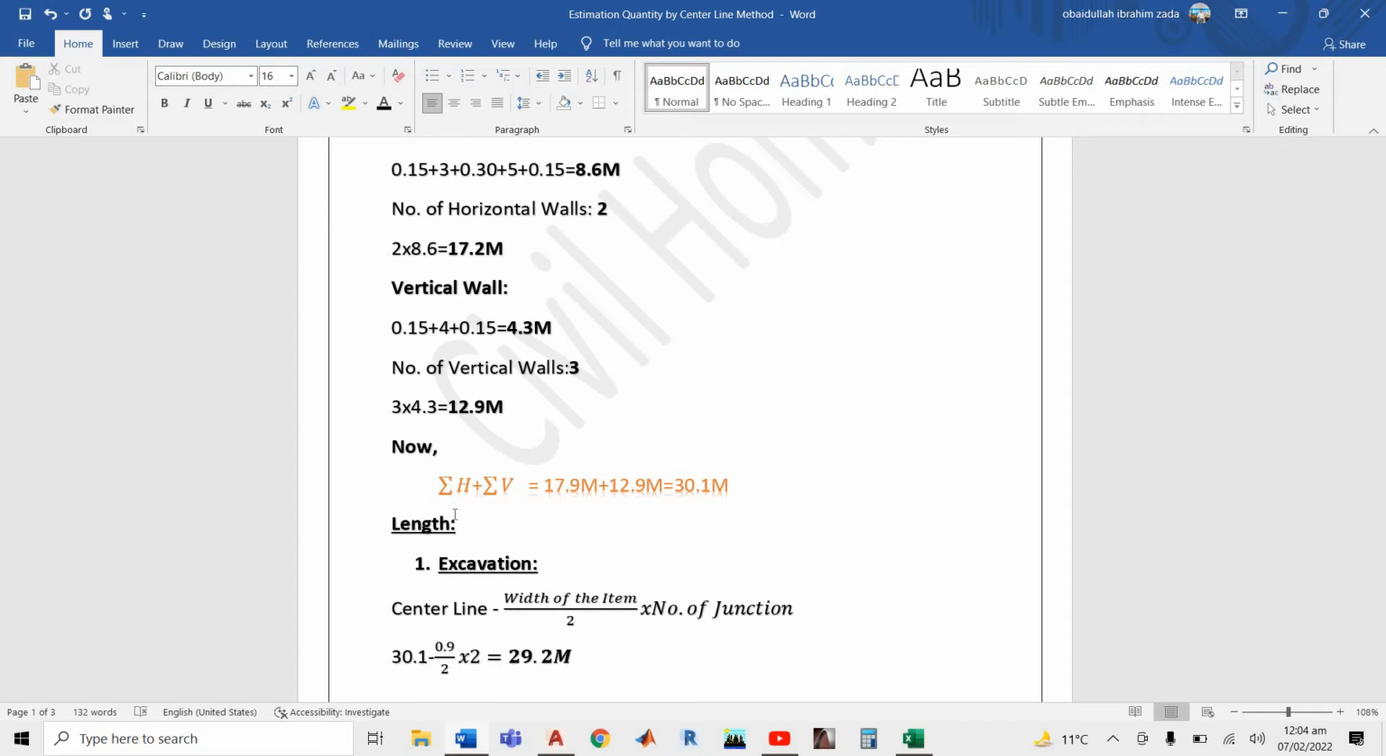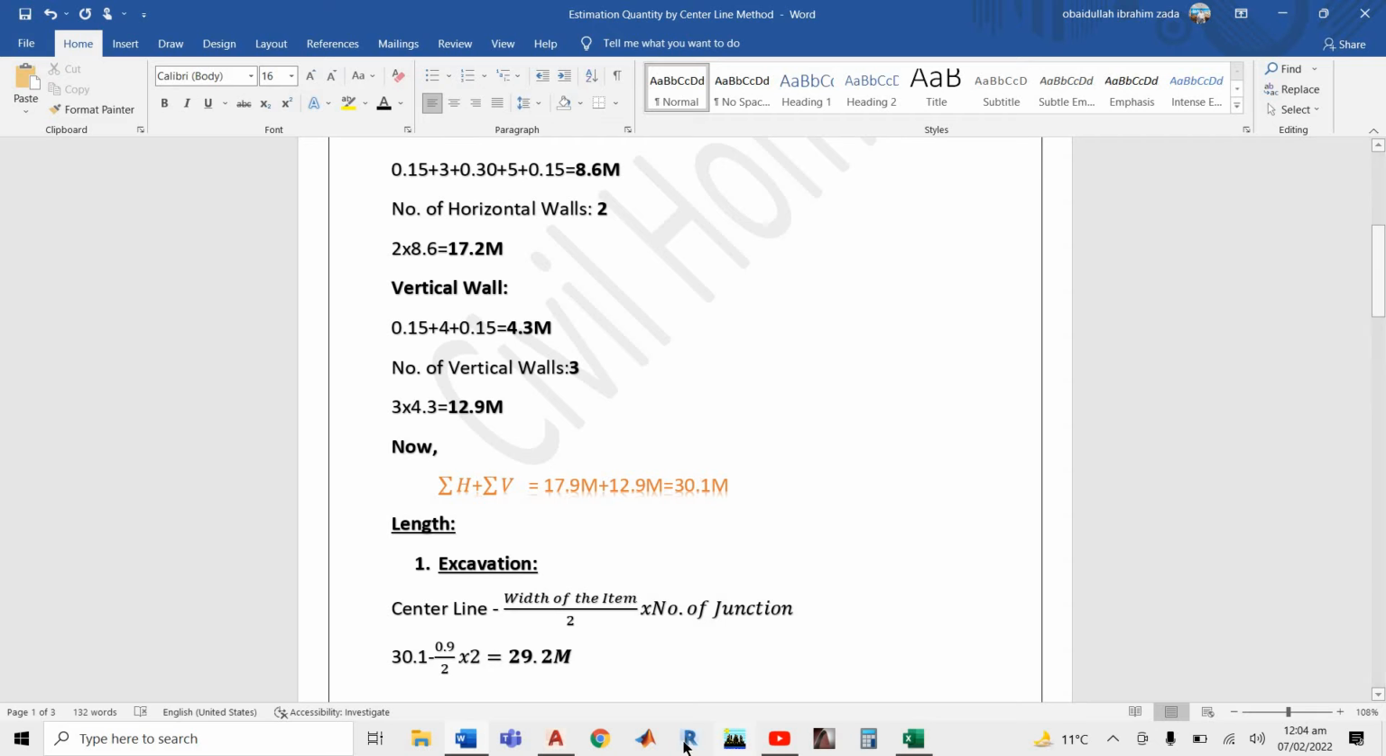For the long wall method, we have a formula: length of long wall out to out plus 2 multiplied by half of the projection, and for the short wall, the length of the short wall in minus 2 multiplied by half of the projection. How do we find half of the projection? Width of the item minus thickness of the brickwork above the plane level, divided by 2. So here, the length is just the center line minus the width of the item divided by 2, multiplied by the number of junctions.